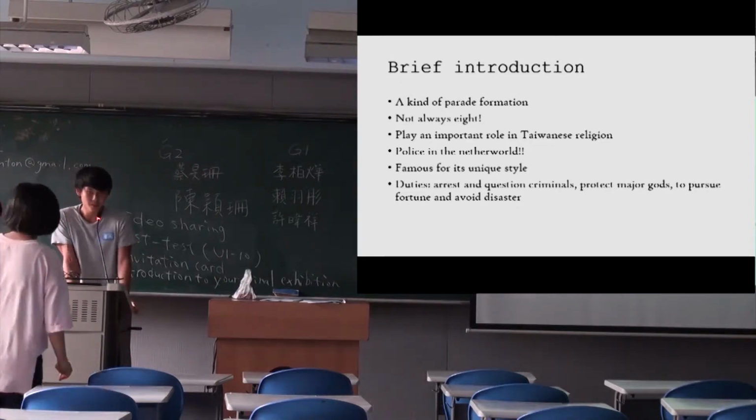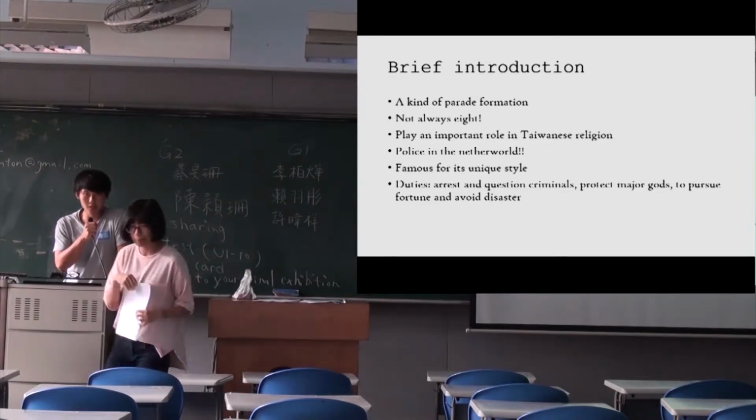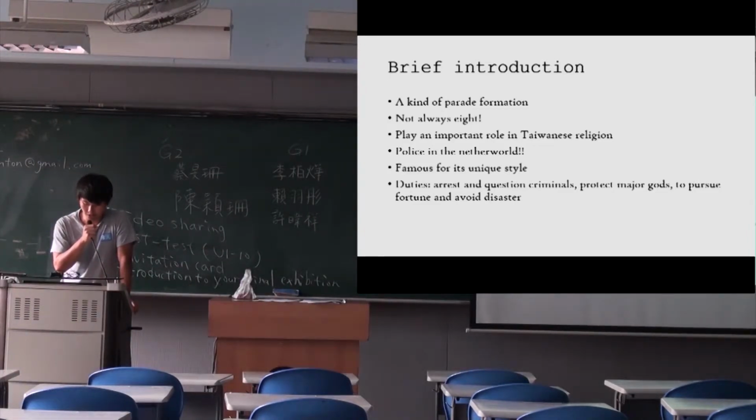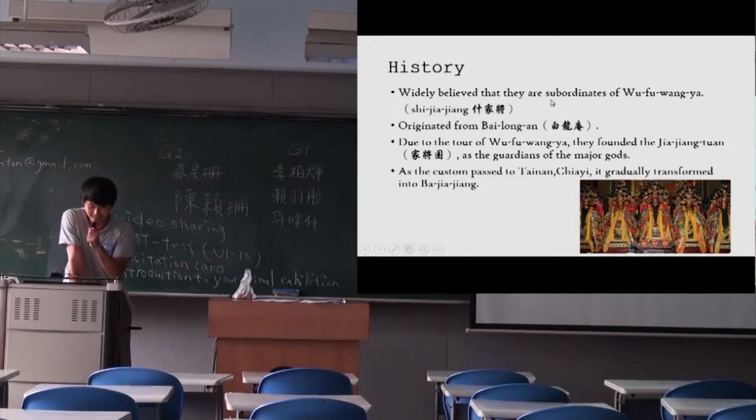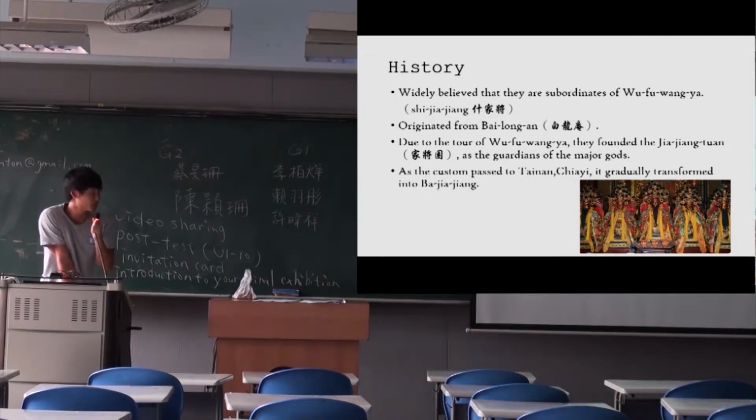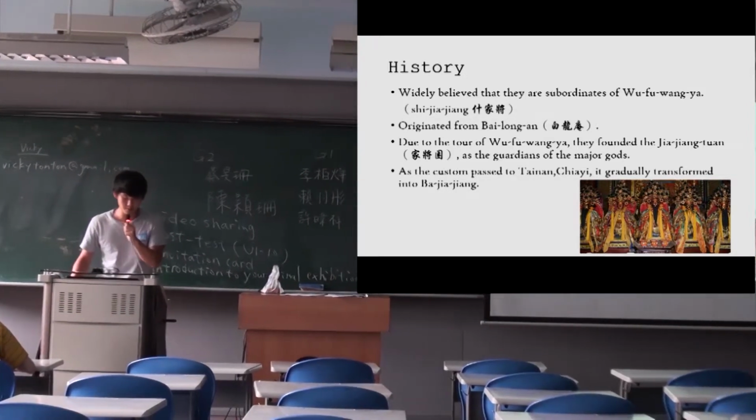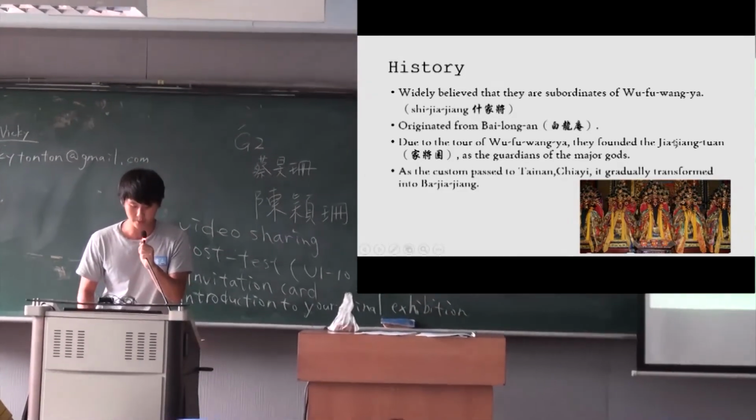And Bajiajiang are police in the nether world. Their duties are to arrest and question criminals, protect nature gods, and pursue fortune and avoid disaster. And they are famous for their unique style. Then let's see the history. It's widely believed that they are subordinates of Wu Fu Wang Ye, and they were originally called Shi Jia Jiang. In Taiwan, they originated from Bailong'an. Due to the tour of Wu Fu Wang Ye, they founded the Jiajiang Tuan as guardians of the major gods. As this custom passed to Tainan and Jiayi, it gradually transformed into Bajiajiang.